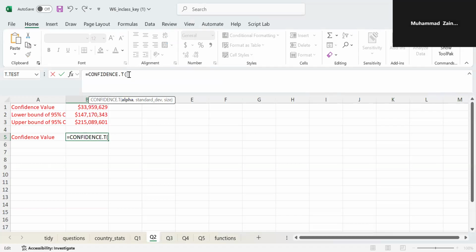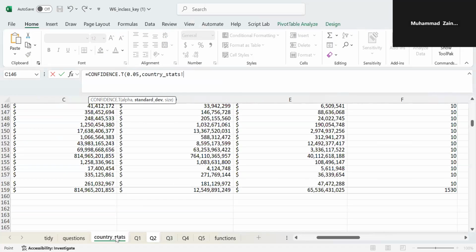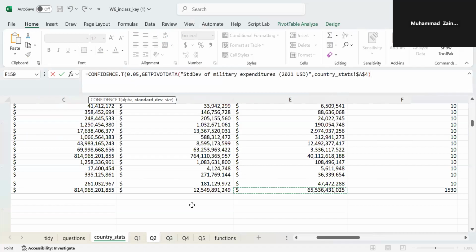Alpha is basically your confidence level value. If you are trying to find a 95% confidence interval, your alpha will be 0.05, because 1 minus 0.95 is 0.05. So you're going to give that. Standard deviation, you're going to pick again from here, country stats. And then finally the count, the number. Let me check it.